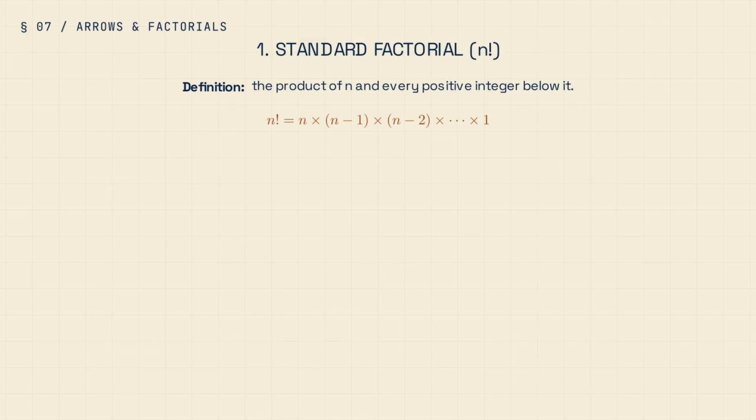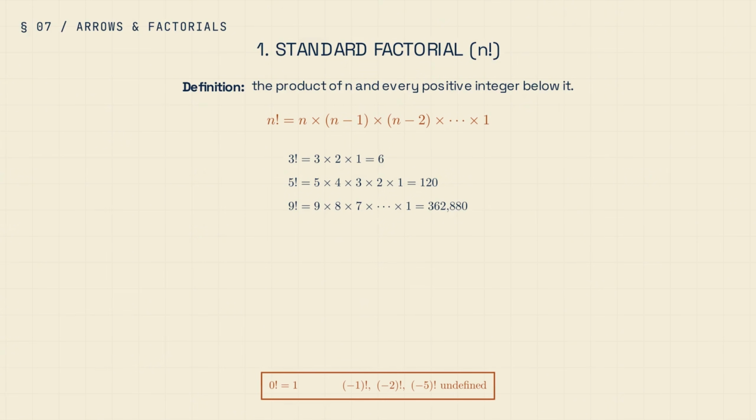Factorials are numbers which multiply n by every positive integer below it. 3 factorial is 6, 5 factorial is 120, 9 factorial is approximately 300,000. 0 factorial is defined to be 1 and negative factorials are undefined for now.